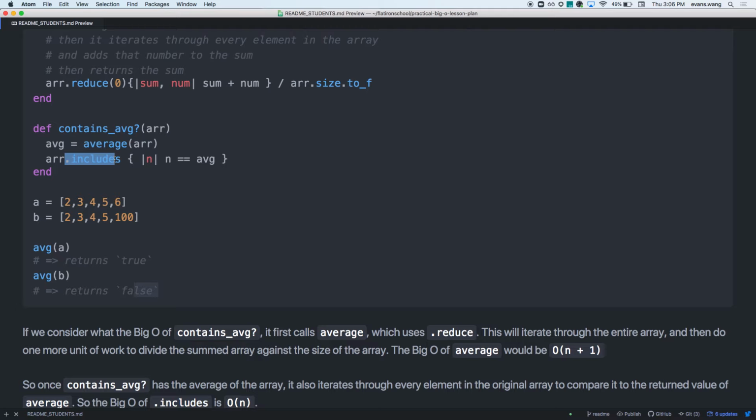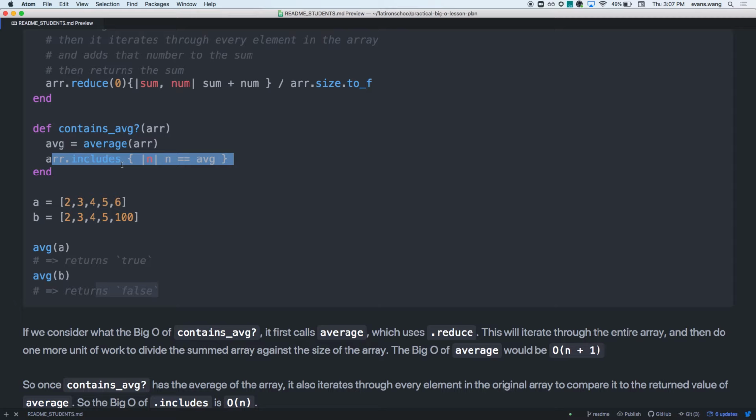Going through each one. So it's really, if you think about it mathematically speaking, you have O of n plus 1, which looks like this. If you ever want to see it written, it's O of n plus 1. And then you have, again, this dot includes, which is going to be O.